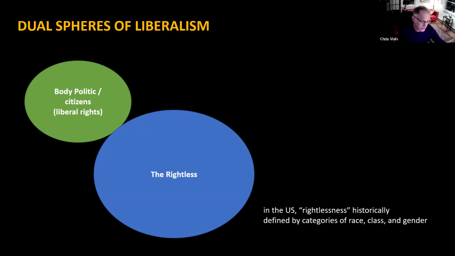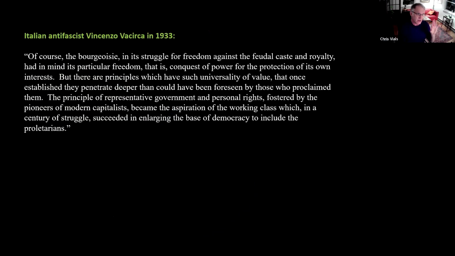Now, going forward here, one Italian anti-fascist I found, Vincenzo Vicerca, in 1933, was exiled in New Orleans. He had written for a socialist paper at the time, something that I thought was very prescient. He'd written, of course, the bourgeoisie and its struggle for freedom against the feudal caste and royalty had in mind its particular freedom, that is, conquest of power for the protection of its own interests.